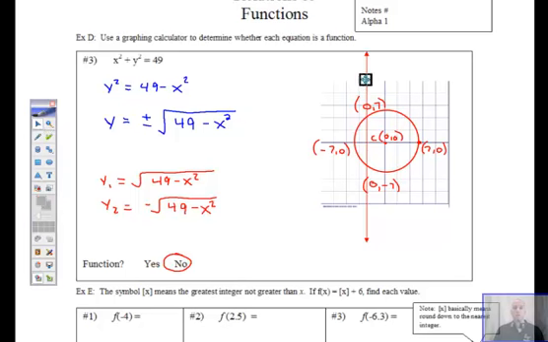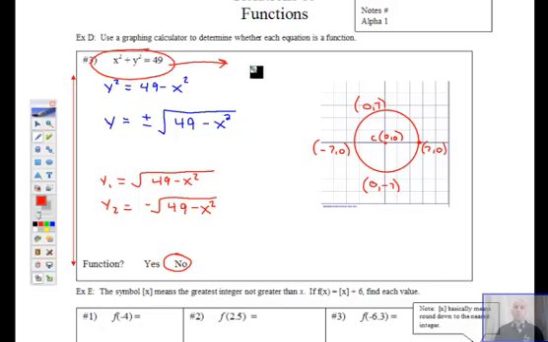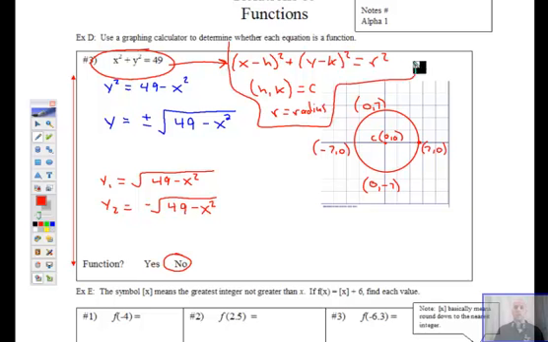Hopefully you remember from Algebra 2 and Geometry and Algebra 1, this here is the standard equation of a circle. x minus h quantity squared plus y minus k quantity squared equals r squared, where (h, k) is the center and r is the radius. That's how I was able to graph this.